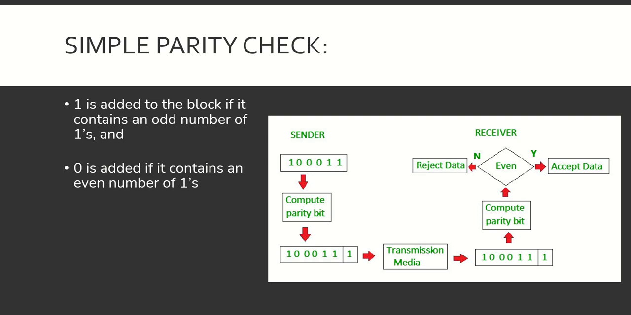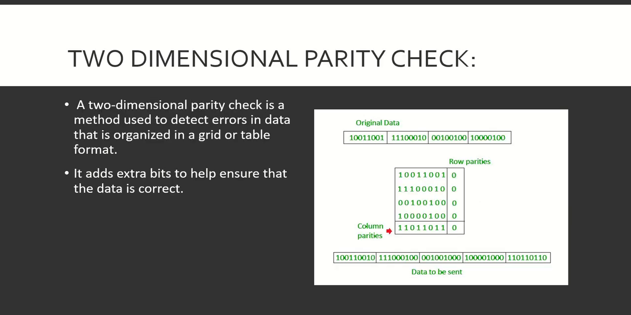Let's see the another one, two-dimensional parity check. In two-dimensional parity check, bits are calculated for each row, which is equivalent to a simple parity check bit. Parity check bits are also calculated for all columns, then both are sent along with the data. At the receiving end, these are compared with the parity bits calculated on the received data. This is all about two-dimensional parity check. As you see in the figure, this is one kind of example.